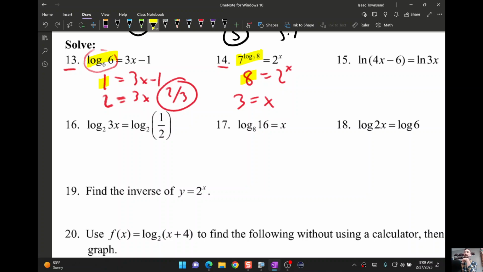And then finally, the last question type is when it's got logarithms in it, but it's already been balanced out. So like this side has natural log, but that side has natural log too. So those parts are already equal. So we just need to make sure that the inside parts are equal.